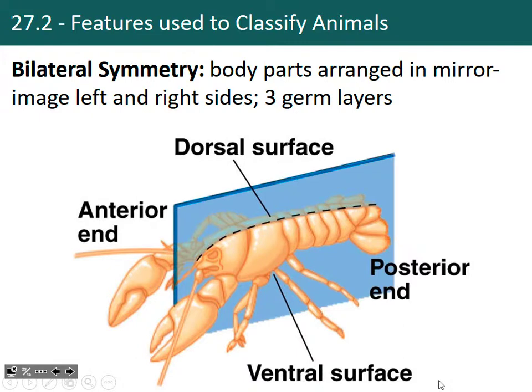Bilateral symmetry is where your body parts are arranged in mirror images across the center axis. So you have a right and left side. Okay. This occurs when you have three germ layers, and so you add the mesoderm. We'll talk about that in a minute. Our crayfish here has bilateral symmetry. We can clearly see a dorsal surface and a ventral surface, an anterior end and a posterior end. And we can divide that body right down the center and see the two sides, right?